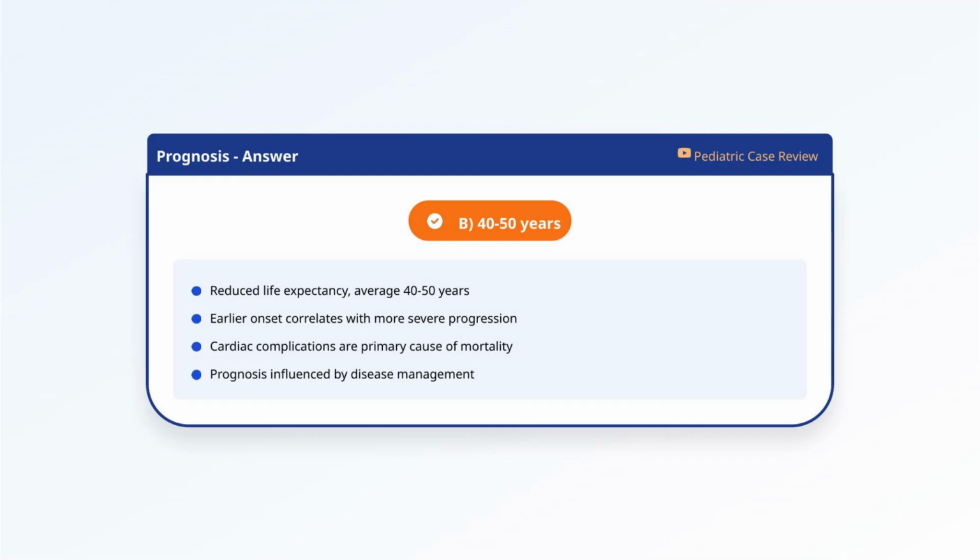40 to 50 years. Patients with Friedreich ataxia typically have a reduced life expectancy, with most living into their 40s or 50s. Earlier disease onset generally correlates with more severe progression and shorter lifespan. Cardiac complications are the primary cause of mortality, though improved cardiac management has extended life expectancy in recent decades.